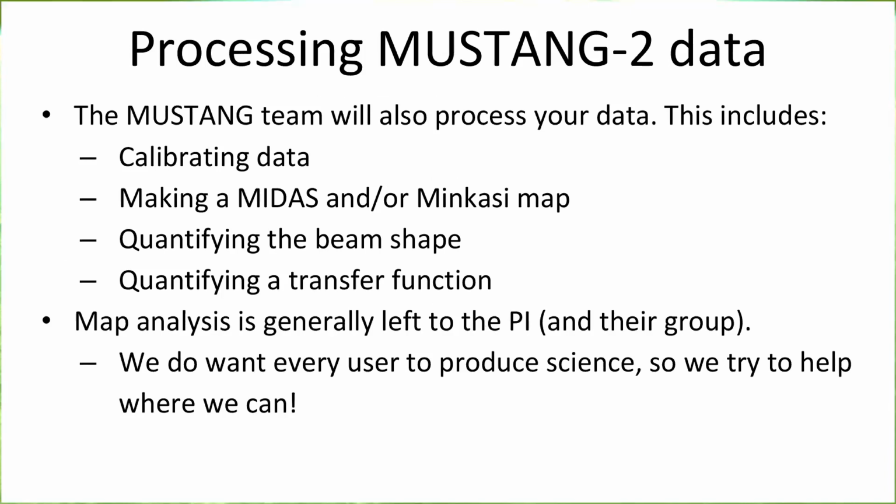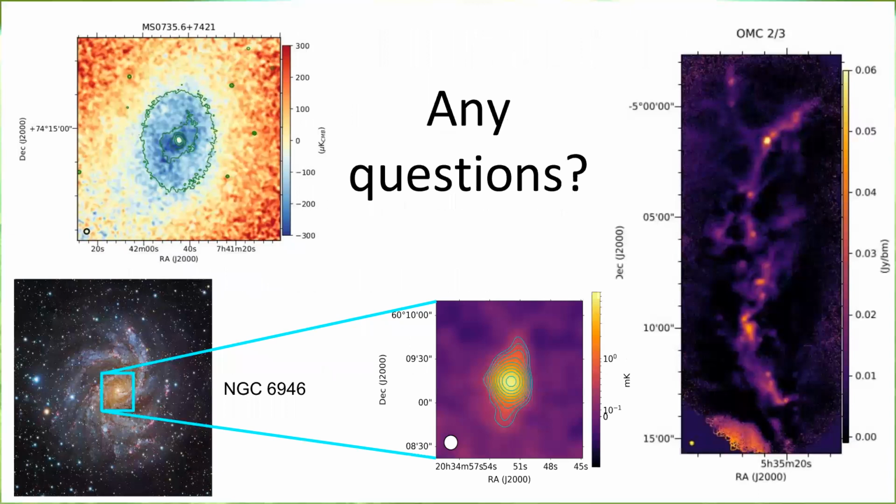Then processing the data, that is handled by the Mustang team. That includes calibrating the data, making maps, quantifying the beam shape, and quantifying a transfer function. Once a map is produced and a transfer function and beam shape, we send those off to the PI and try to answer any additional questions they might have, but otherwise we're leaving the analysis to the PI. All right, that's my overview. So it's pretty quick, but I'm happy to take additional questions.